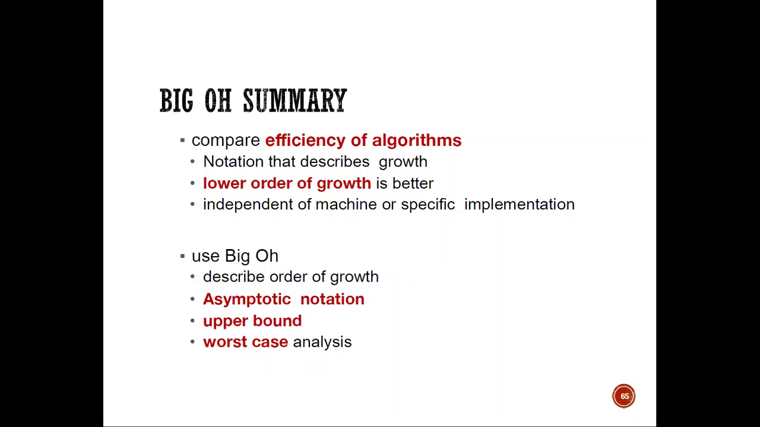So as a summary, we use the big O notation to compare the efficiency of algorithms. It's basically a notation that describes the growth of the algorithm. A lower order of growth is better, which means it's more efficient. And this notation is independent of the machine or the implementation. We typically use the big O notation to describe the order of growth. It is an asymptotic notation and provides an upper bound on the worst case scenario.